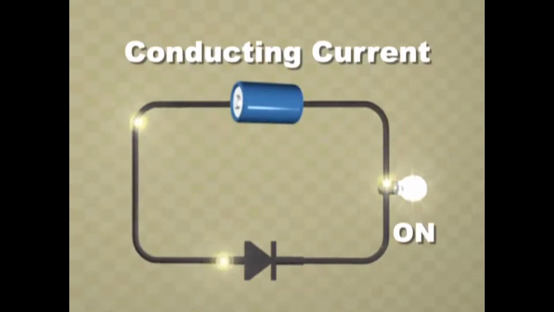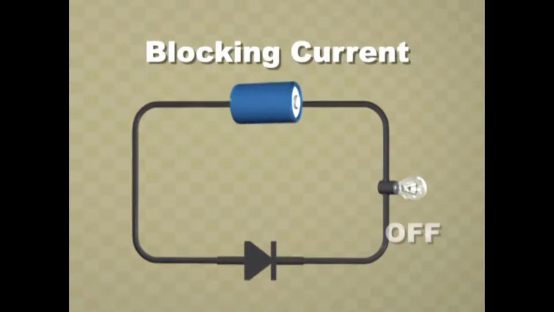When forward biased, a diode will conduct direct current. If polarity is reversed, the diode will block current, and this basic circuit would not function.